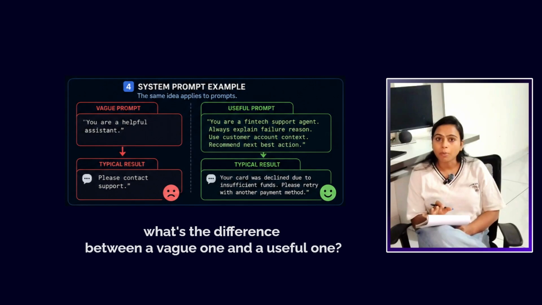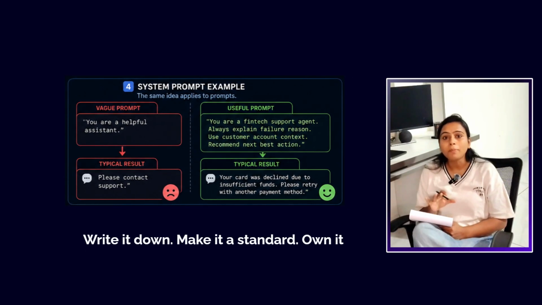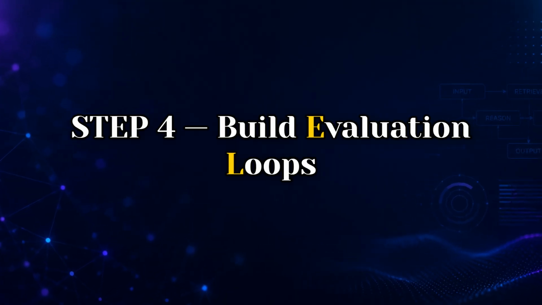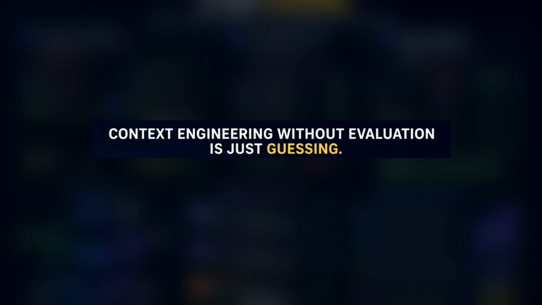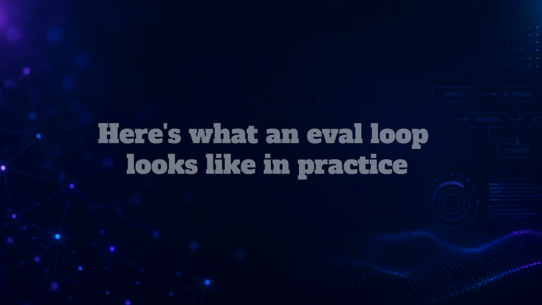Same for your system prompt. That's the difference between a vague one and a useful one. Write it down, make it a standard, and own it. Step 4: Build an evaluation loop. Context engineering without evaluation is just guessing. Here's what an evaluation looks like in practice.